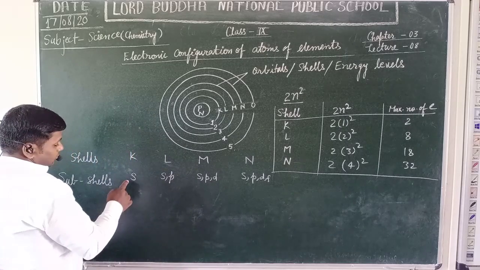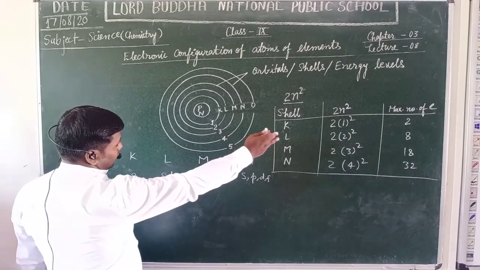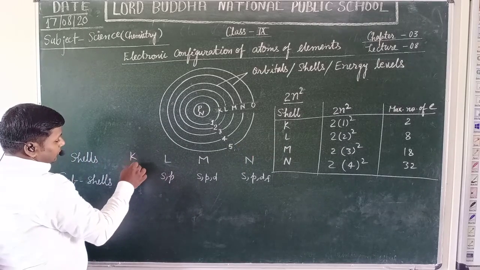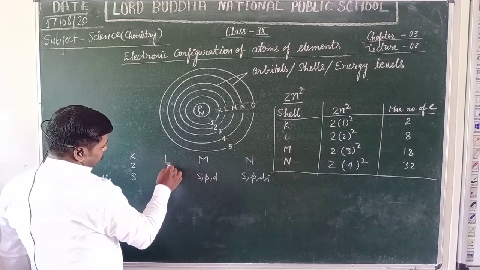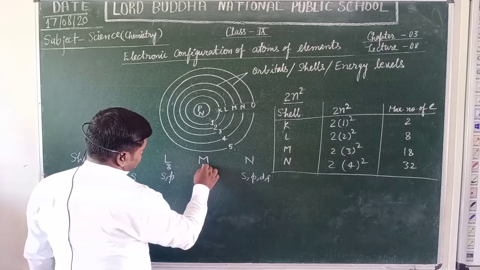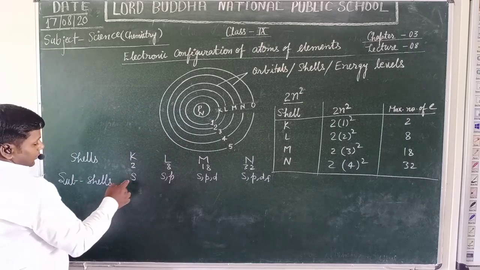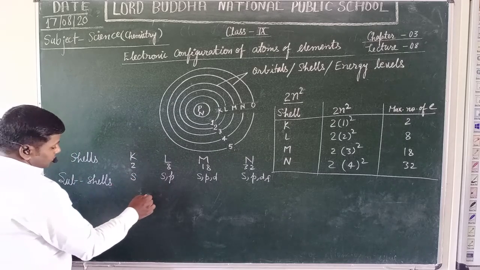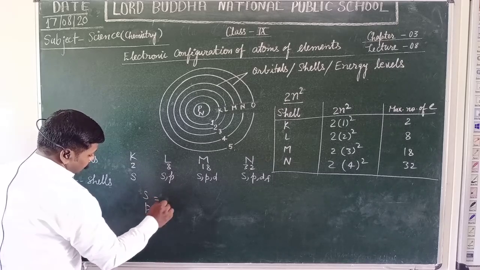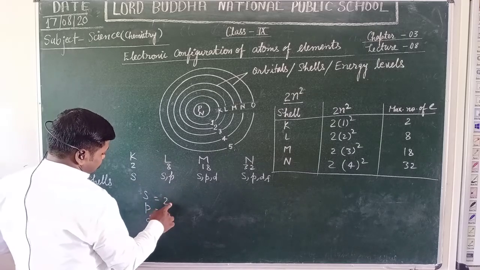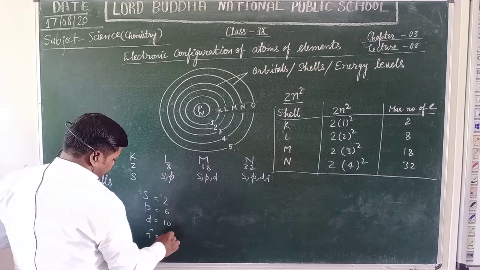What is the maximum number of electrons in these shells? If we use the formula 2n square, then we find the total number of electrons is 2 here, 8 here, 18 here, and this has 32 electrons. Likewise, the maximum number of electrons in the subshells s, p, d and f is: the s subshell has 2 electrons, p has 6 electrons, d has 10 electrons and f has 14 electrons.